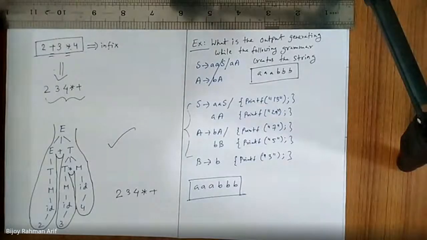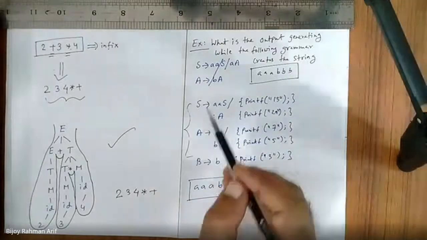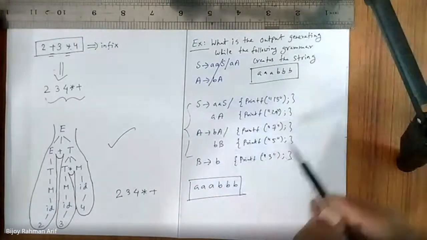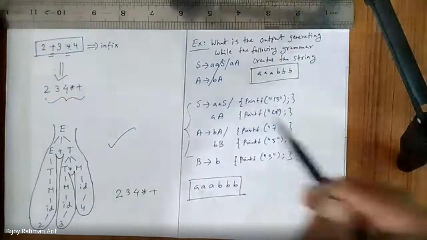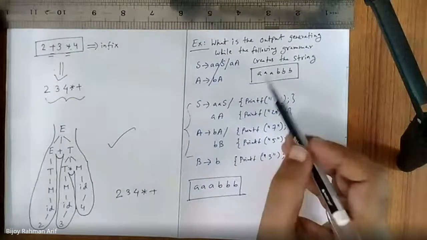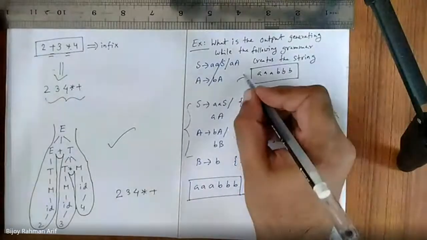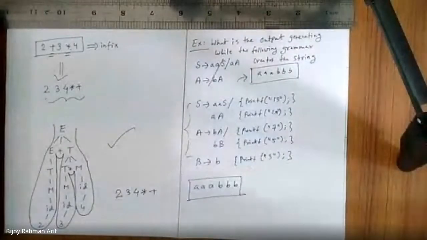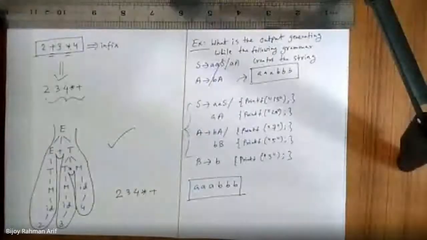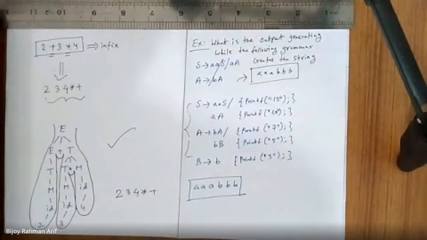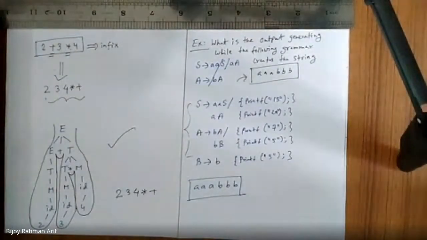Yes, sir. Better? Okay. So the question is, I have given a grammar, I have given an action. So I have given an SDT. While you are creating this string out of this grammar, what is the output generated? So what would be the output? What would be the first step?